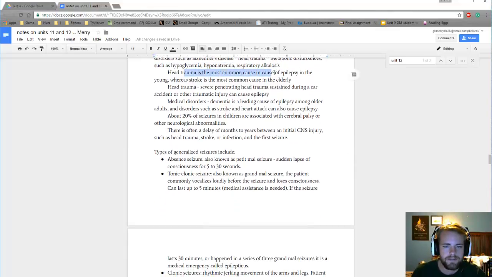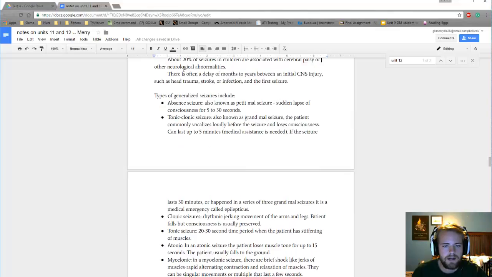So head trauma is the most common cause of epilepsy in the young, whereas stroke is the most common cause of epilepsy in the old. Head trauma is severe, penetrating. It can be sustained during a car accident or other traumatic injuries. Medical disorders such as dementia, which is the leading cause in the old, and disorders such as stroke and heart attack can also cause epilepsy. About 20% of seizures in children are associated with cerebral palsy.